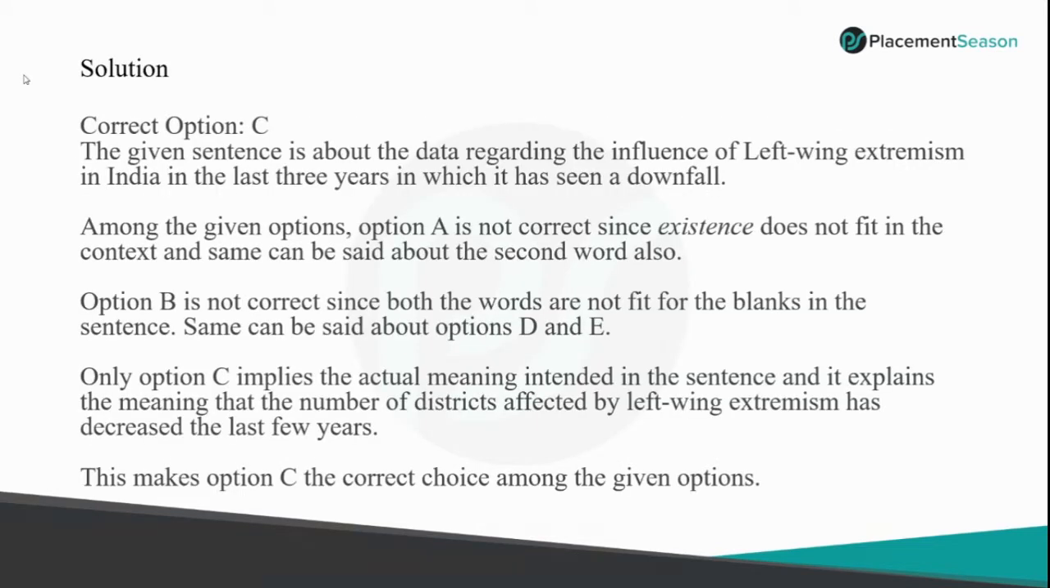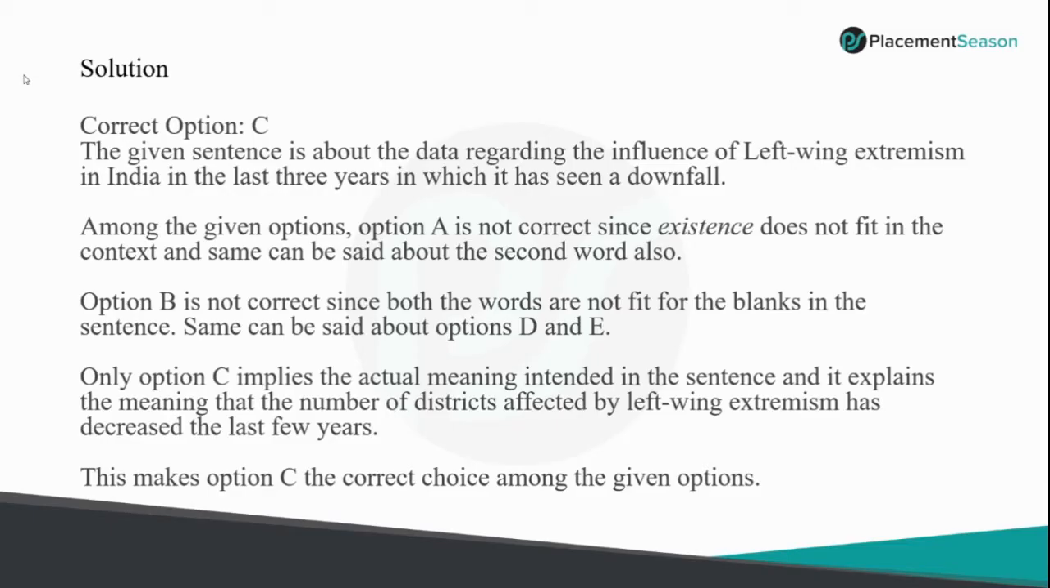So, what is the solution to this? This is regarding the influence of left-wing extremism in India in the last 3 years, in which it has seen a downfall. What is in a downfall? The left-wing extremism has seen a downfall. So among the given options, A is not correct since existence does not fit in the context, and the same can be said about the second word also. Both the words do not fit in the blanks perfectly. B is not correct because both the words again don't fit. D and E again have the same problem.